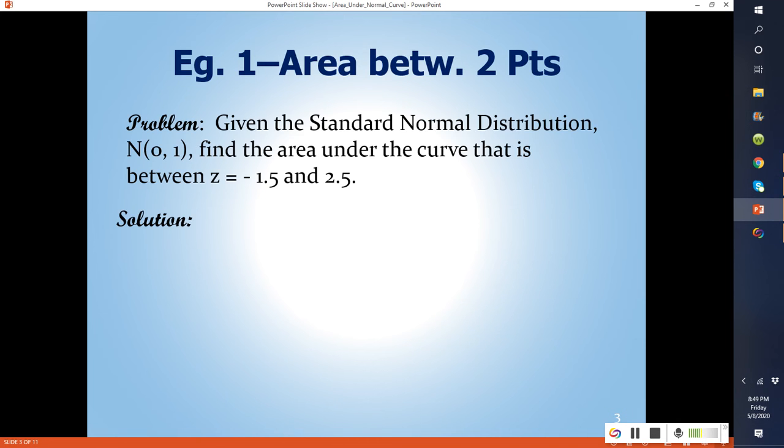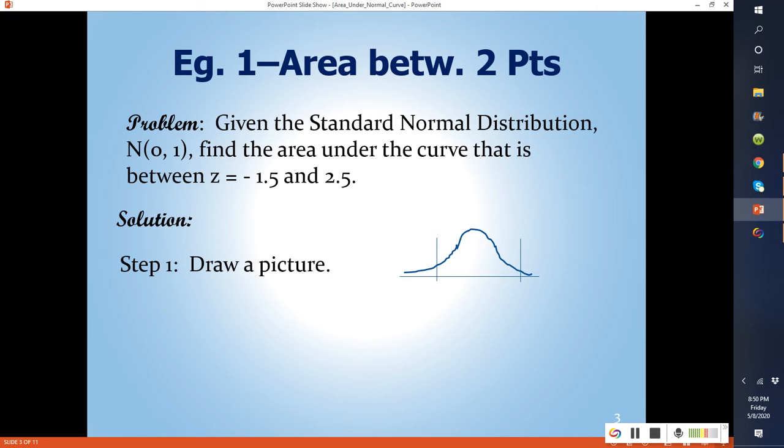We want to find the area between 2 points, but this time I will actually give you 2 points. So the first example is under the standard normal distribution. In other words, the standard deviation is 1 and the mean is 0, using that notation that I mentioned before. We're asked to find the area under the curve that is between z equals negative 1.5 and 2.5. Step 1, draw a picture. So you'll see this in every step. We draw the picture, you come up like this, you come around again, and then you need to shade the area that we're talking about.